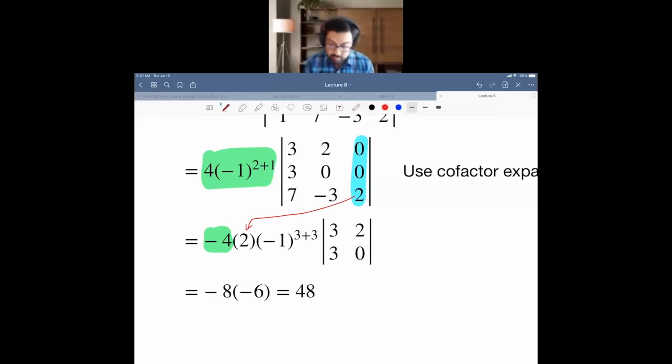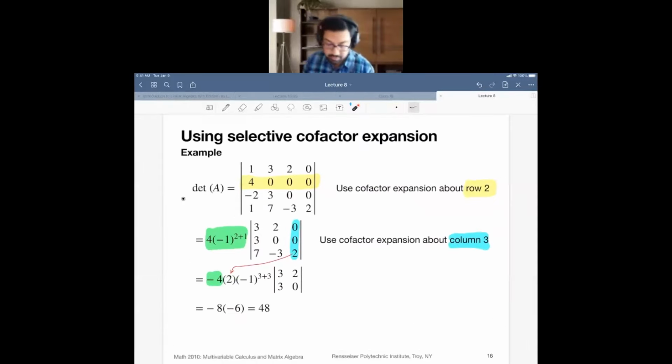You have to take care of the sign. So 2 is the third row, third column element, so you've got negative 1 raised to 3 plus 3 there. And then whatever remains: if you remove this particular row and this particular column, you're left with this minor, 3, 2, 3, 0, and you are going for the determinant of that minor. Now you can quickly simplify because the determinant of a 2 by 2 is simple enough to deal with. So you've got negative 4 multiplied by 2 multiplied by plus 1 and then multiplied by minus 6. So you've got negative 8 times negative 6, you've got a 48. Questions about this example?